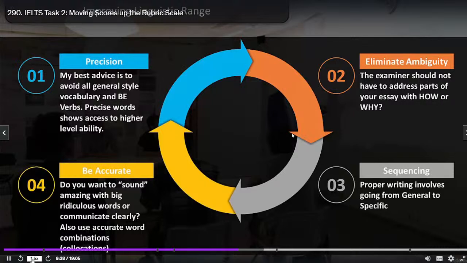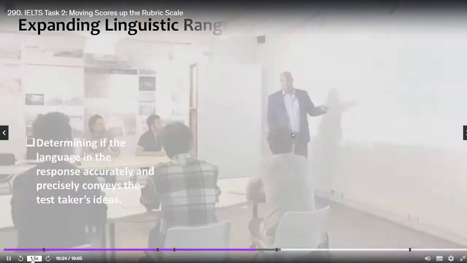Sequencing is important. Ideas go from general to specific. And then to repeat the precision that I stated in number 1, be accurate. Do you want to sound amazing with big, ridiculous words, or do you want to communicate clearly? Very often, students want to, quote, sound amazing. I'm going to sound amazing with this really big word. And they end up sounding ridiculous because it's completely out of context and makes no sense for being there. That's not how you improve your score. You improve your score by using great word combinations, 3 or 4 vocabulary words that are stringed together properly, which equals having really good collocations.